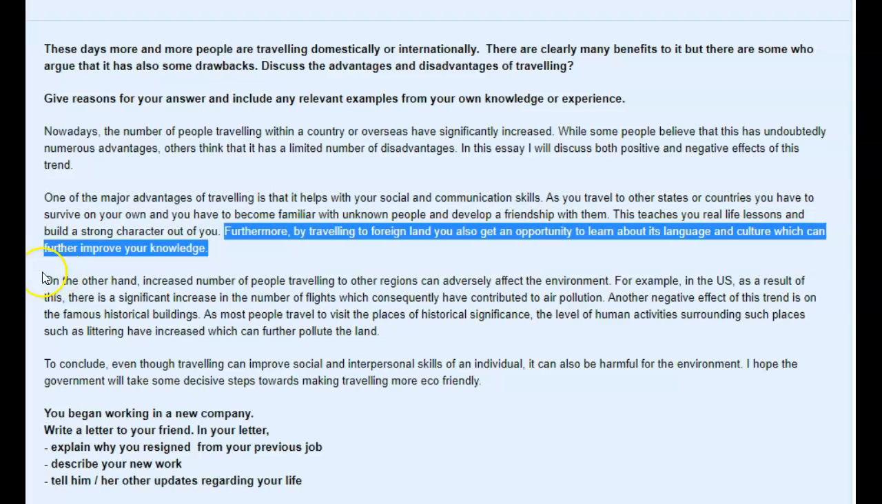Okay? And then here again, just stretch it out a little bit. Give us a clearer topic sentence that this is now the disadvantages. So on the other hand, there are numerous disadvantages associated with travel as well. One such disadvantage is that the number of people traveling in other regions can adversely affect the environment. Okay, so does that make sense?